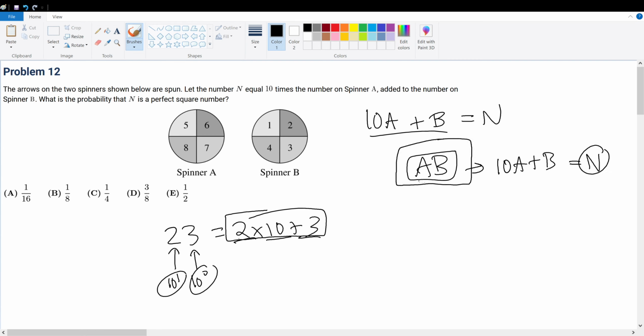So what can we say? Given this information, any number we get on spinner A just goes to the tens digit, and whatever number we get from spinner B goes to the units digit. That's what enables us to get a two-digit number in the first place.